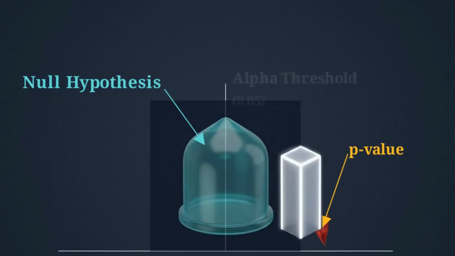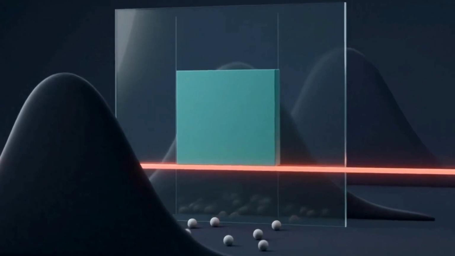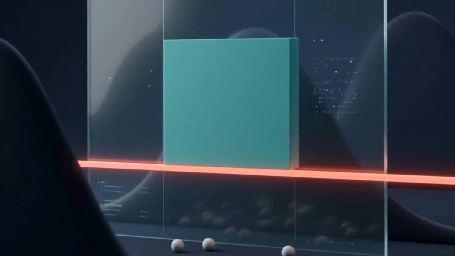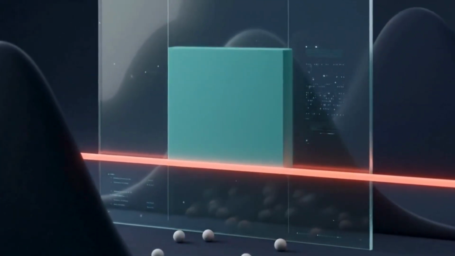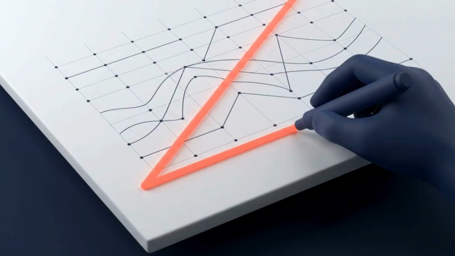By convention, scientists set a strict boundary called the alpha threshold, typically at 0.05. This represents a maximum 1 in 20 chance that the results are just a statistical fluke. If your calculated p-value shrinks past that 5% boundary line, the probability that you are looking at random variance is low enough that you are allowed to reject the null hypothesis entirely.